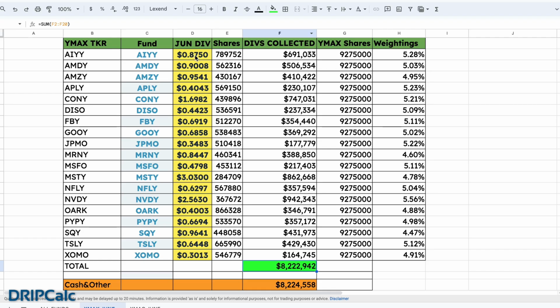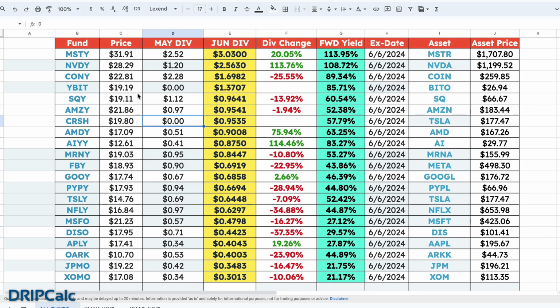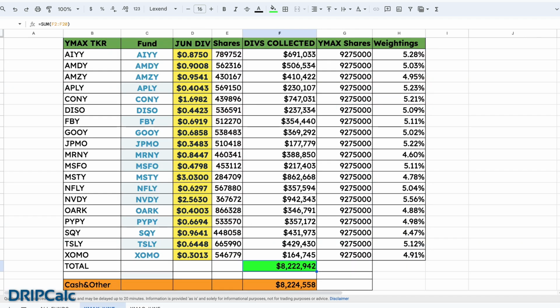And so let's go. I already created a table. So here's the table for all the single stock funds. Here are all their distributions. You can watch the video, I'll link it in the description below. But let's jump into YMAX.